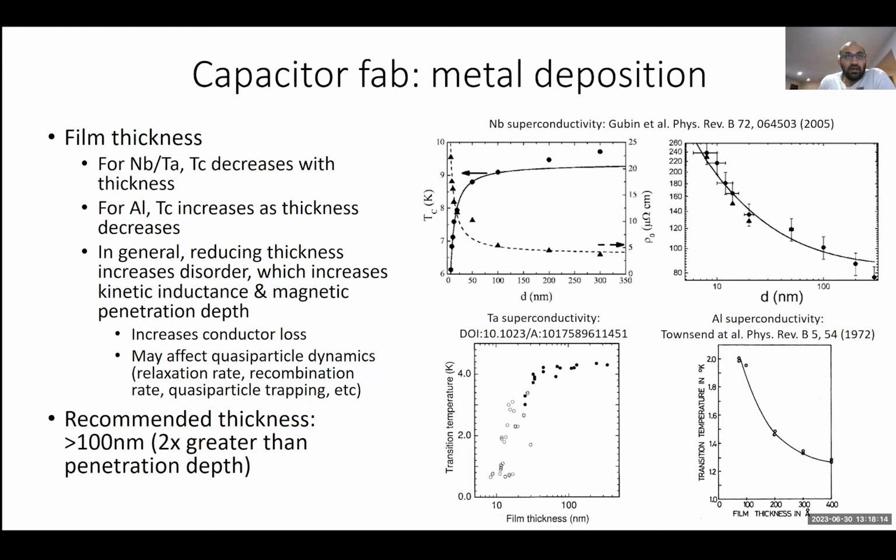To get around some of these potential issues, and to be honest, it's not really quite clear whether any of this actually matters. Even if your niobium TC is at 7 Kelvin, when you're operating at 20 millikelvin, that TC probably doesn't matter. But at Yale, almost standardly, we make our capacitor pads have thicknesses of greater than 100 nanometers. For example, our tantalum process uses a film thickness of 150 nanometers.